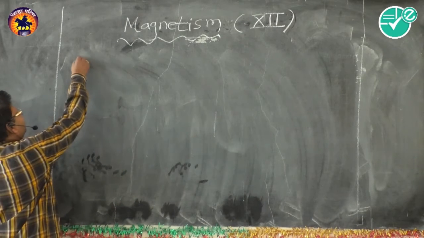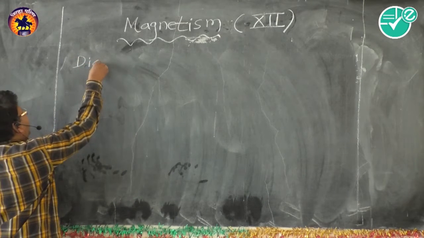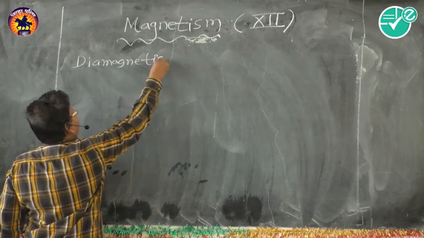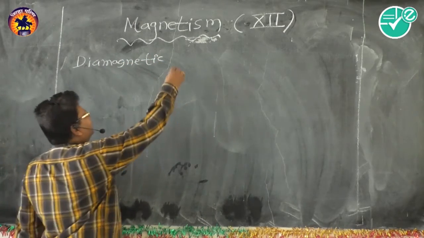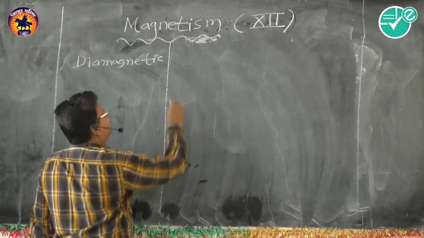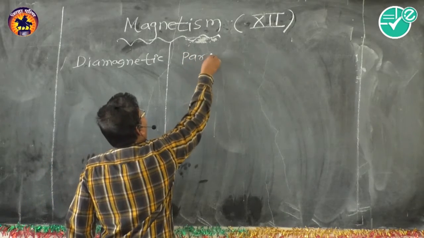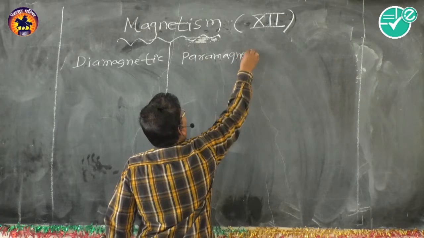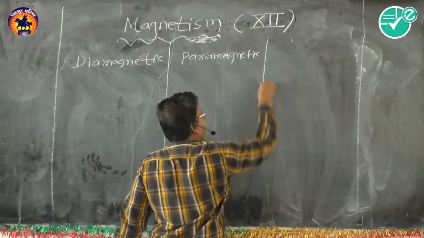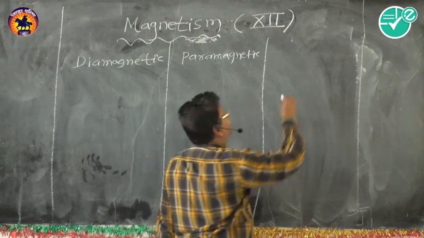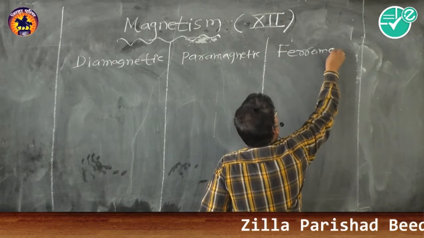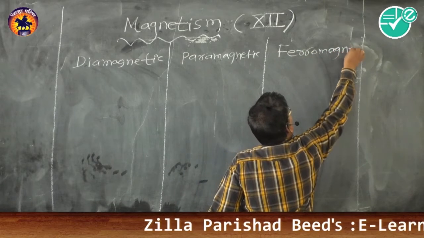The first type is called diamagnetic substances. The second type is called paramagnetic substances, and the third type is called ferromagnetic substances.